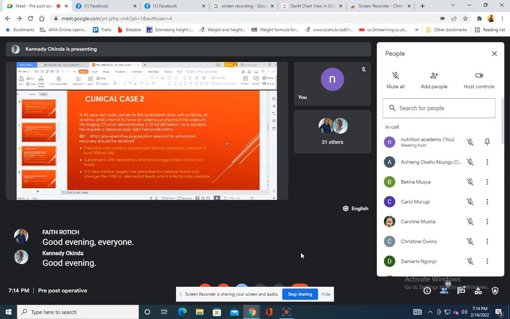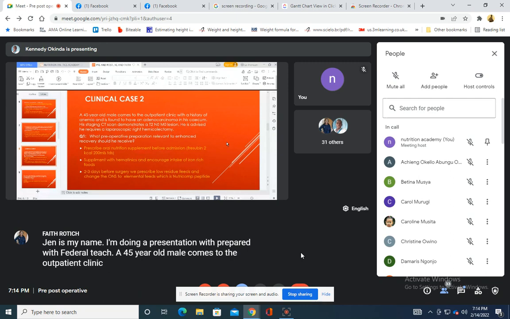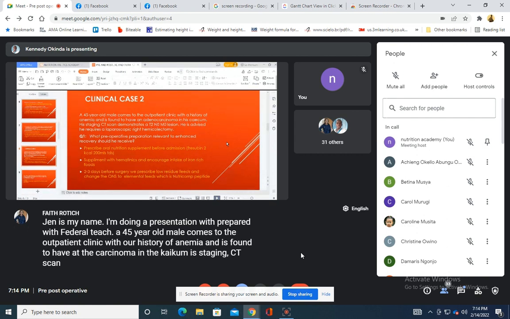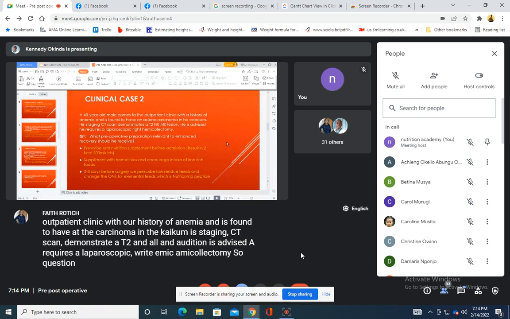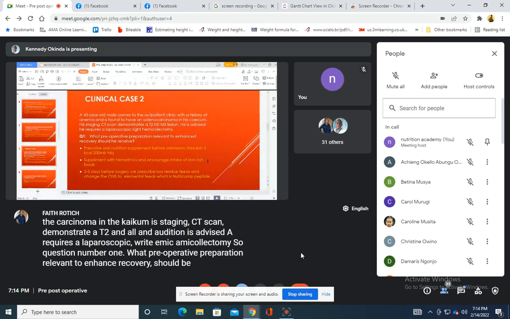Good evening, everyone. Jen is my name. I'm doing a presentation we've prepared with Faith Rotich. A 45-year-old male comes to the outpatient clinic with a history of anemia and is found to have adenocarcinoma in the caecum. His staging CT scan demonstrates a T2 N0 M0 lesion. He is advised he requires a laparoscopic right hemicolectomy. So question number 1, what preoperative preparation relevant to enhanced recovery should he receive?